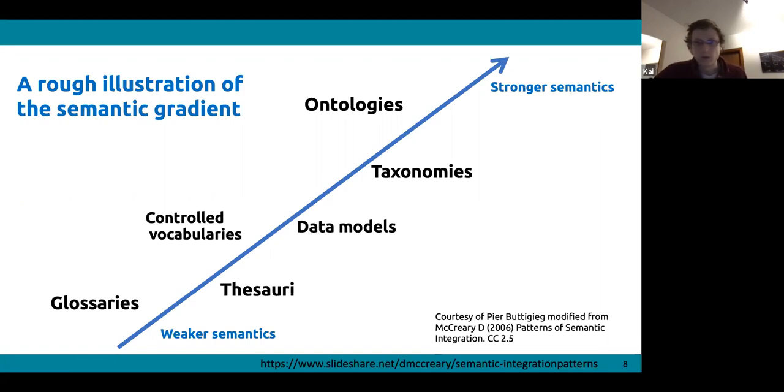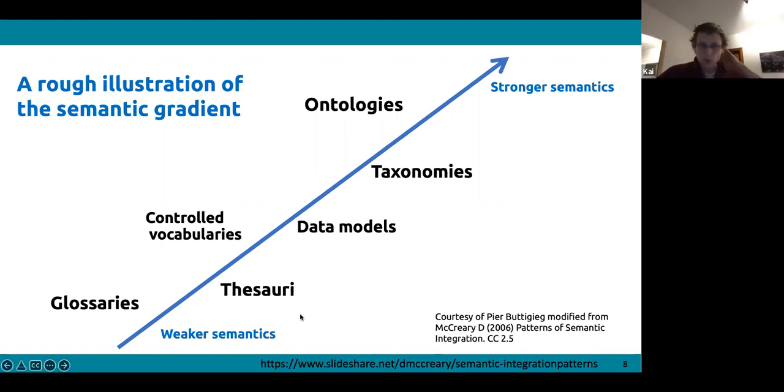Some people call it the semantic gradient, but basically the idea is how strongly do these different types of semantic systems capture relevant information at a machine level. How do we capture various information in a way that makes it more FAIR or more strong or more developed?